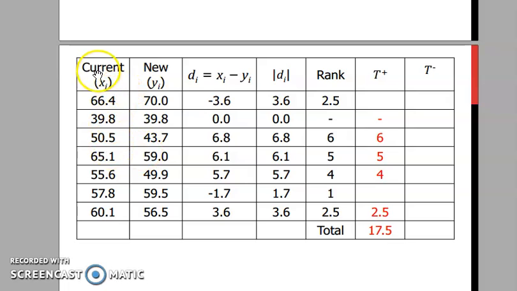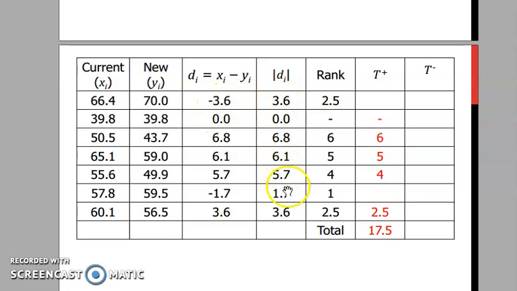The first column shows the times using the current procedure, the xi, and this is the times using the new procedure, which is yi. So we have DI, which is subtracting 66.4 and 70. So we have a minus sign here. The difference will be some positive, some negative. And then we need to take the absolute value of it. So the absolute value of minus 3.6 is 3.6.